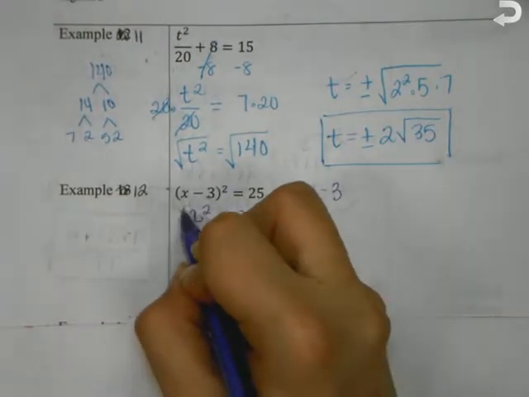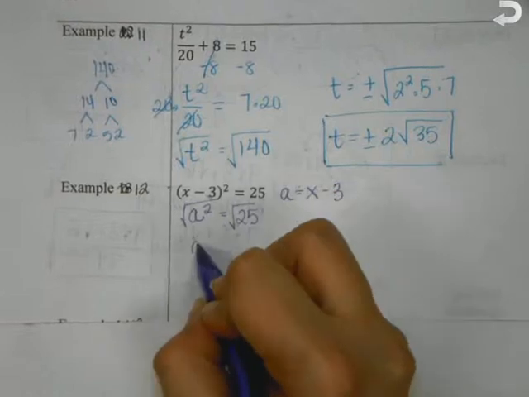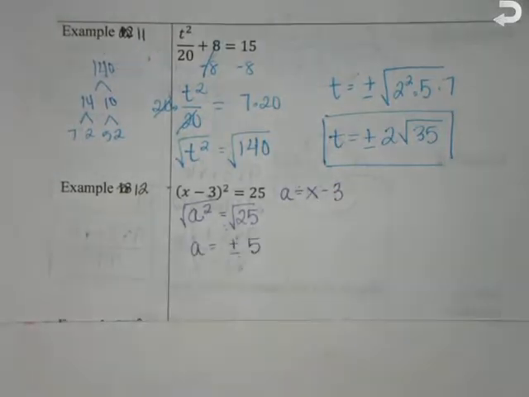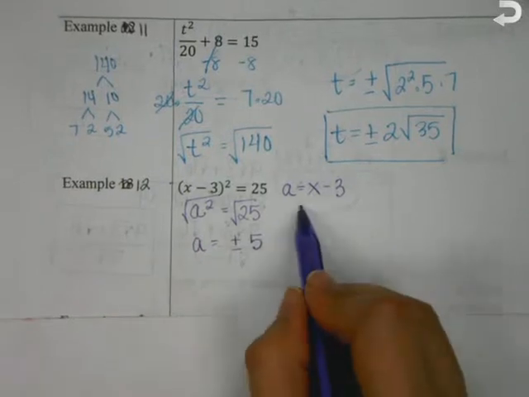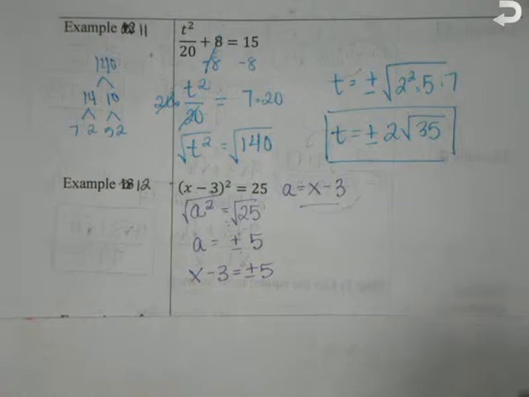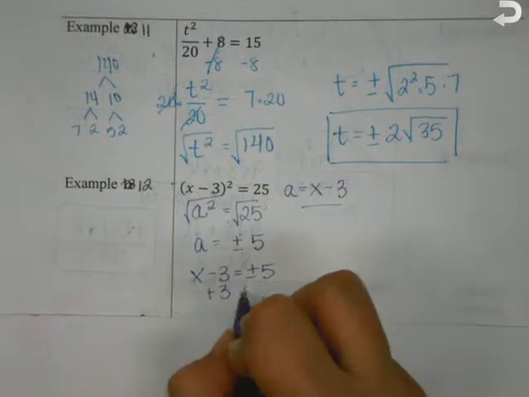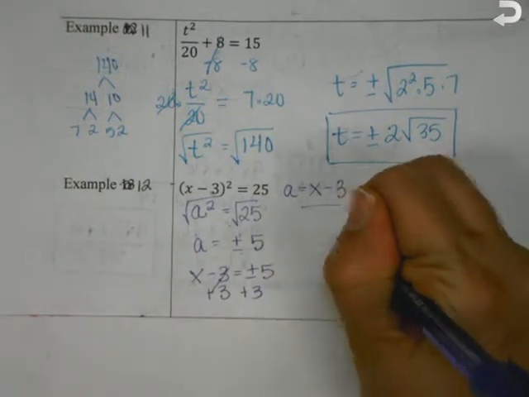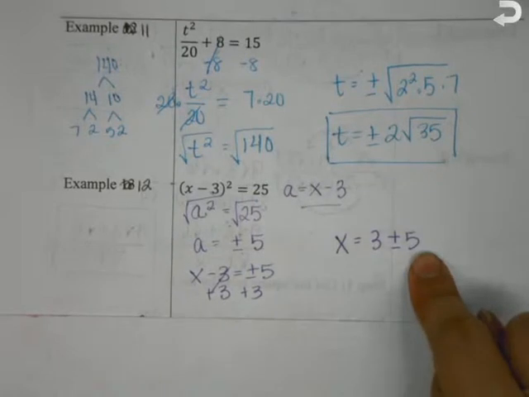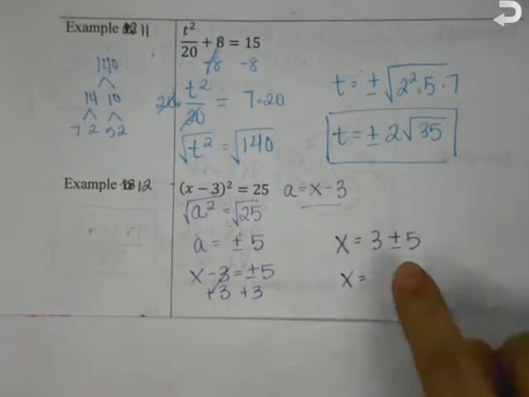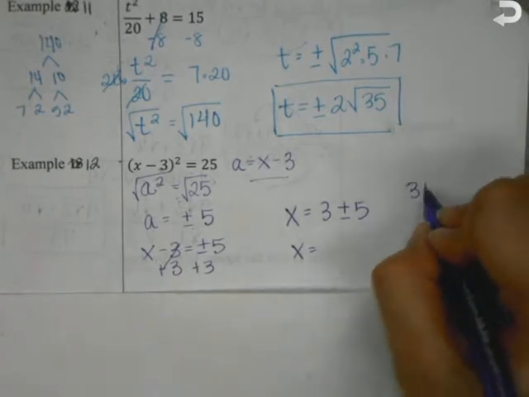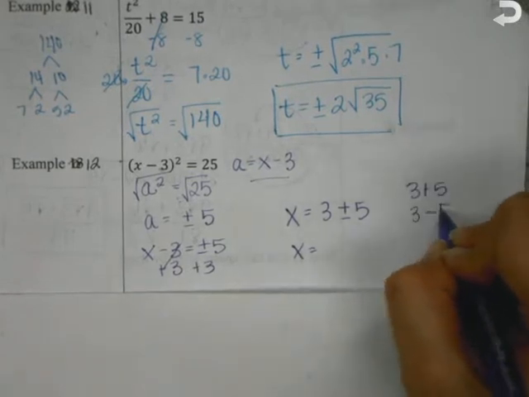But that's not my answer because I need to plug this back in. So that's x minus 3 equals plus or minus 5. Add 3 to both sides. So I get x equals 3 plus or minus 5. Now can I do that? This is actually two different problems. This is 3 plus 5 and 3 minus 5. So I'm going to get two answers, 8 and -2. And that's your answer.